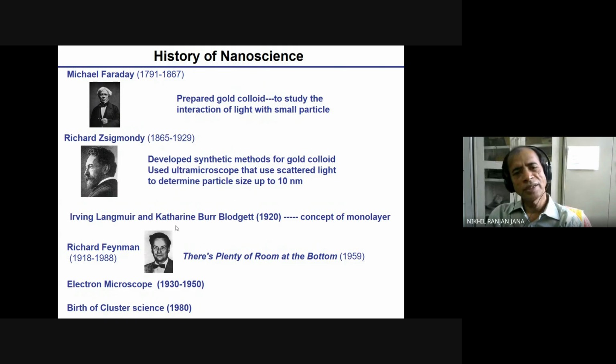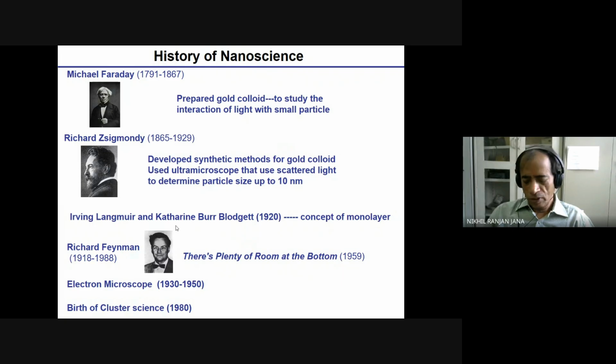History of nanoscience is actually history of gold nanoparticle synthesis and property studies. Michael Faraday is one of the pioneers. He has many different works, but he also synthesized colloidal gold nanoparticles, which are pink color. And he was interested to understand the interaction of light with such small particles. At that time, the nano term was not common.